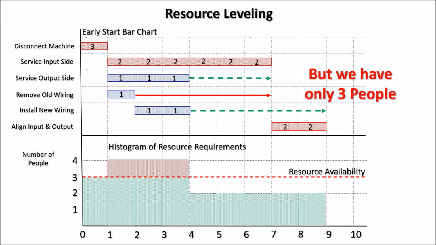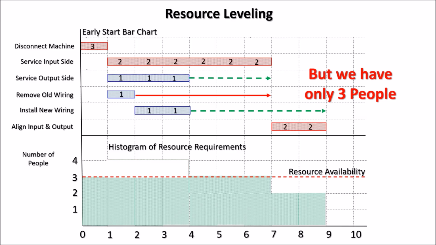So how do we cope with this situation? And the solution to the problem is, in fact, resource leveling. What we want to do is move activities so that we can get rid of the red peak on the histogram by moving it into the white space below the resource availability. So if we could accomplish that, then we would have leveled our resource requirements.